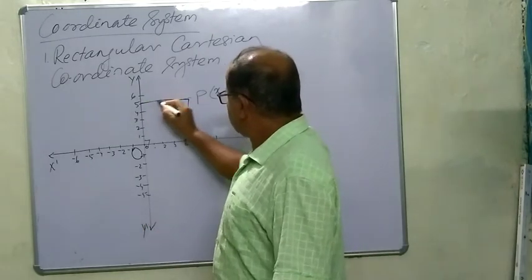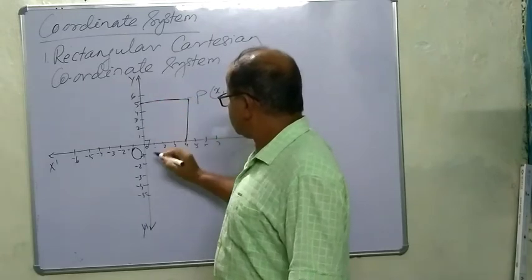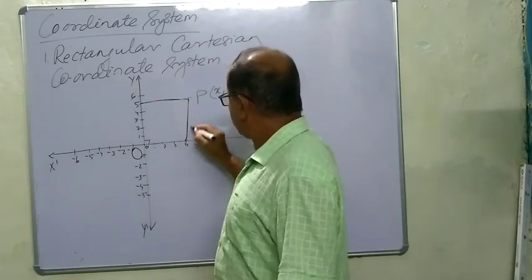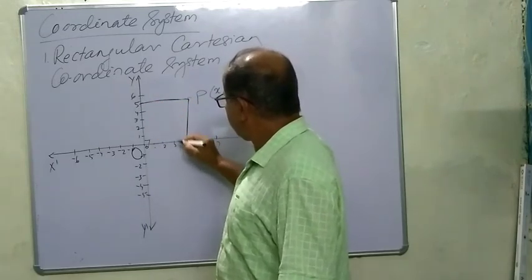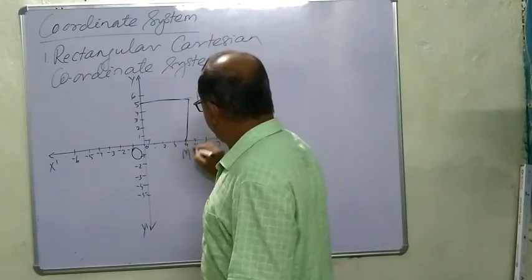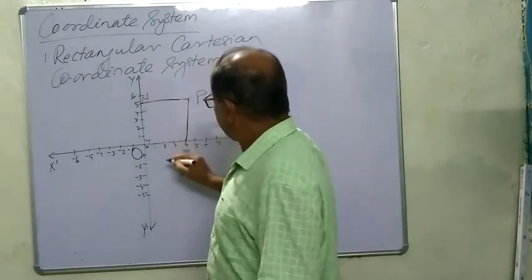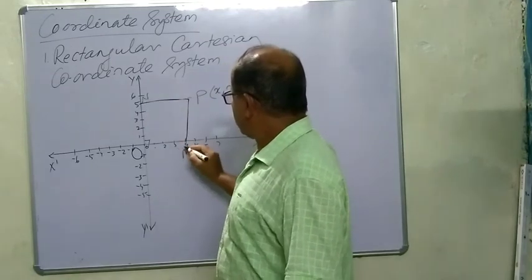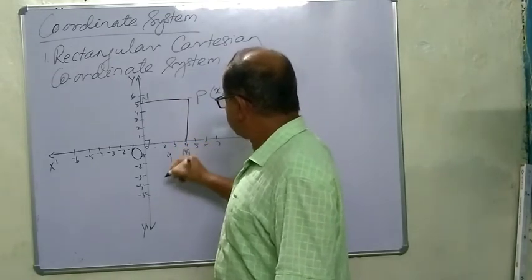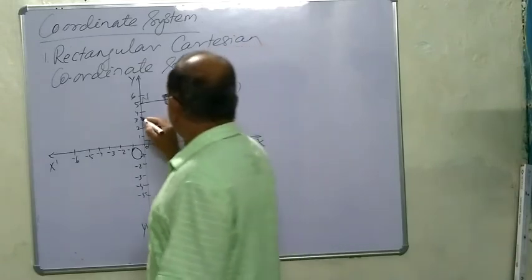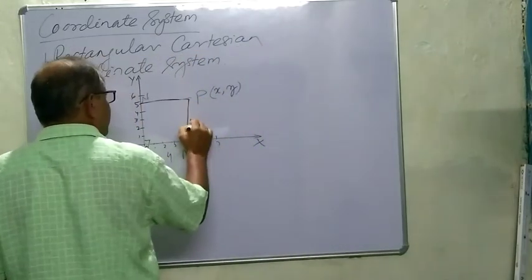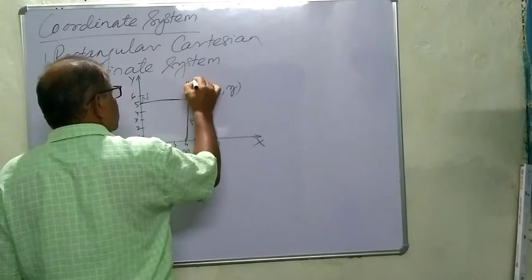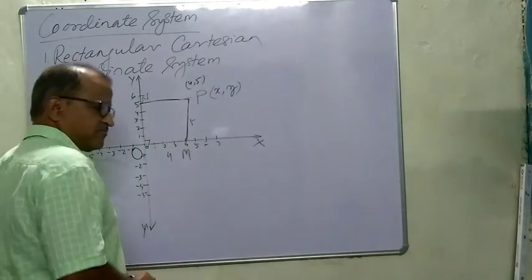Now, this is the distance of the point from the y-axis, which is equal to this. Suppose it is m, it is m, it is n. Yes, OM is equal to NP. In this case, suppose x is 4, and the y coordinate is 5. So the coordinates of this point will be 4, 5.